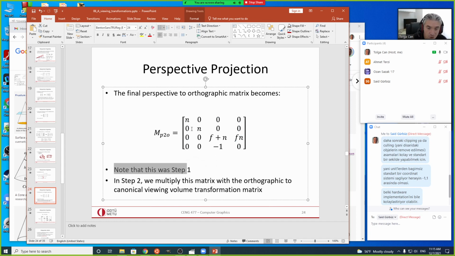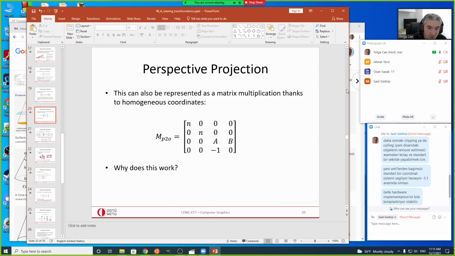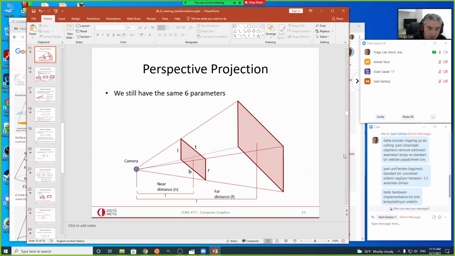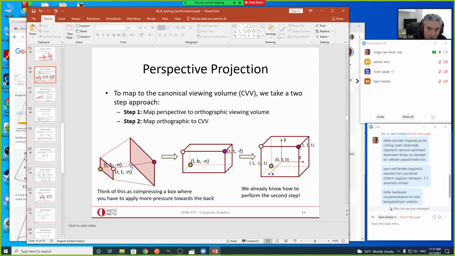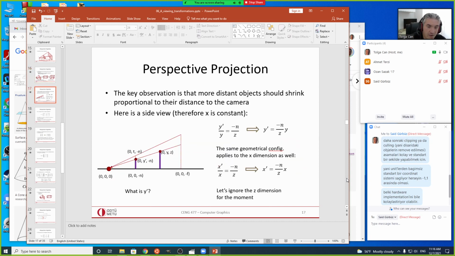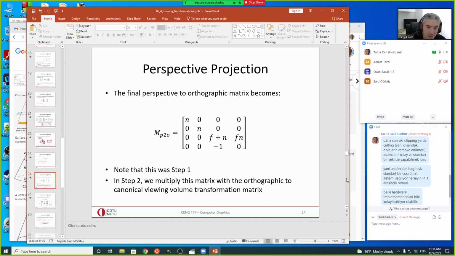So this is step 1, which converts this. Let me come back to here quickly. Yeah, this one. So that matrix that you see here, which was multiplying everything by n, and with the fourth row different, the fourth row was 0, 0, minus 1, 0, it converts the coordinates to this rectangular box like this. Now we are in this space, and after that, when we perform the orthographic projection that we have figured out, everything becomes canonical.